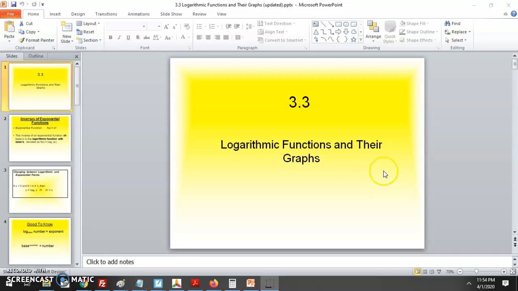It is time for pre-calculus. And today we are going to learn about logarithmic functions and their graphs. Or as I like to say, we're going to play with logs.